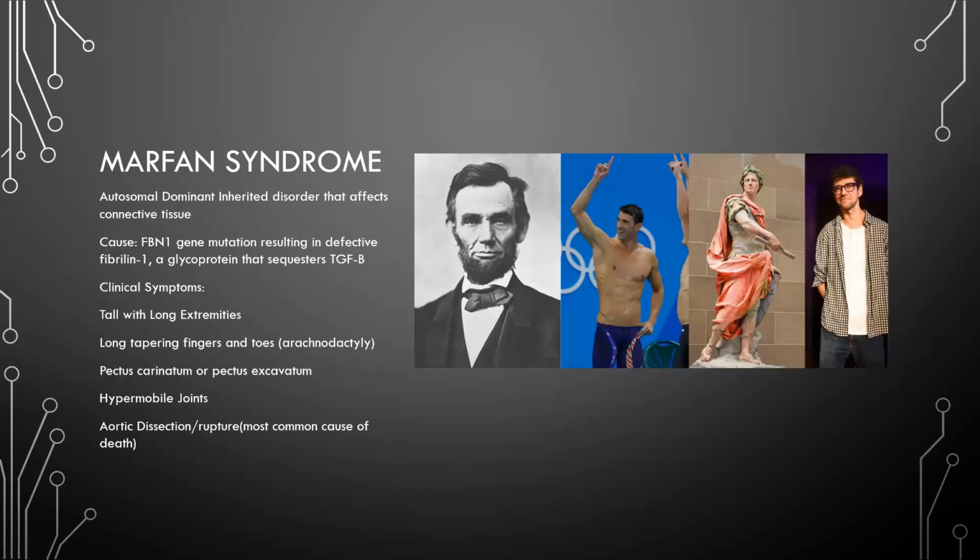Marfan syndrome. It's an autosomal dominant disorder caused by the FBN1 gene mutation. So these people, just think of Abraham Lincoln, Michael Phelps. They're tall with long extremities, long tapering fingers and toes, and they have hypermobile joints. And the most common cause of death is going to be aortic dissections and rupture because this has heart problems associated with it.